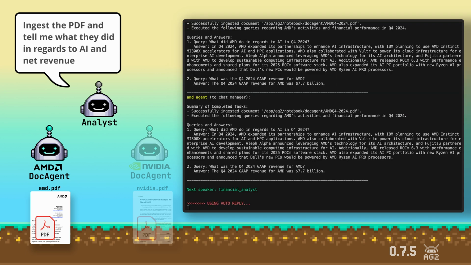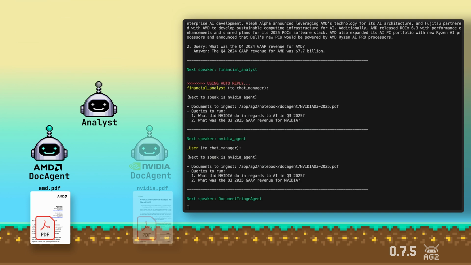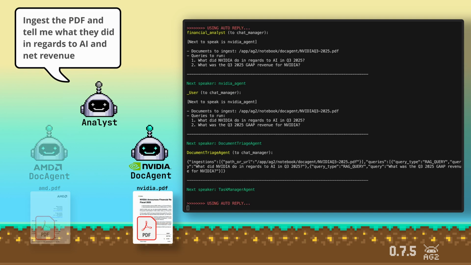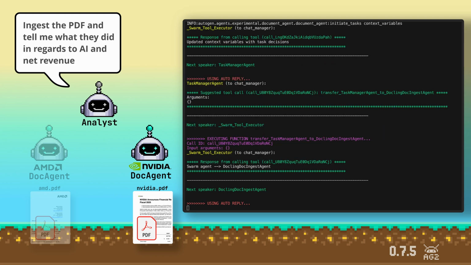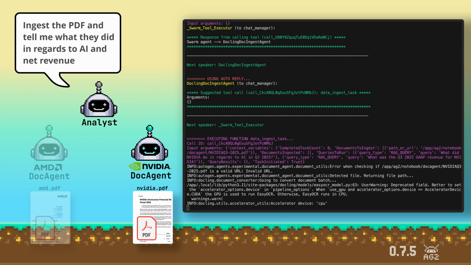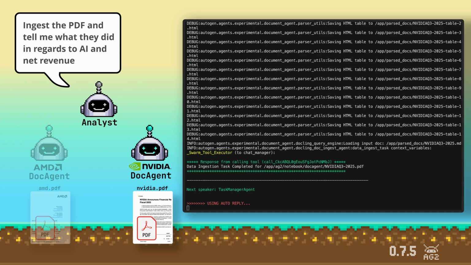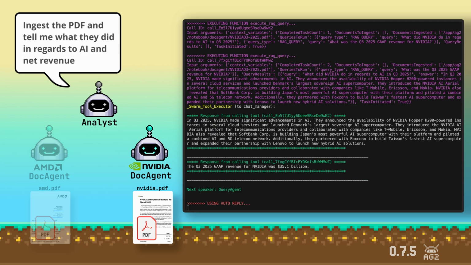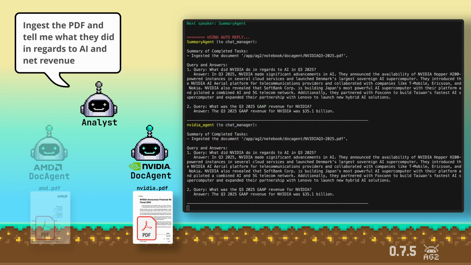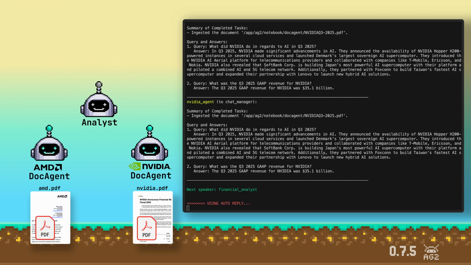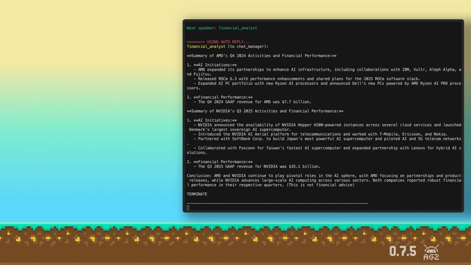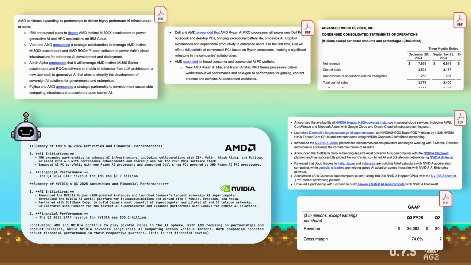Control is then returned back to the main swarm, where the financial analyst repeats the process with the NVIDIA agent. The same process happens again, this time inside the NVIDIA doc agent. The document is converted and embedded before the same two queries are carried out. Finally, we return to our main swarm, where the financial analyst agent uses the information provided by both doc agents to give us a view of the financial performance and AI activity of these two tech giants.